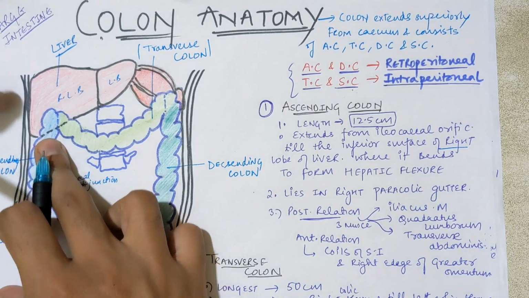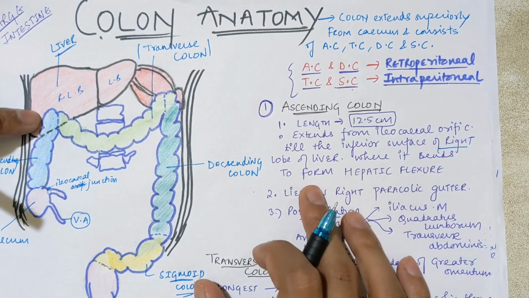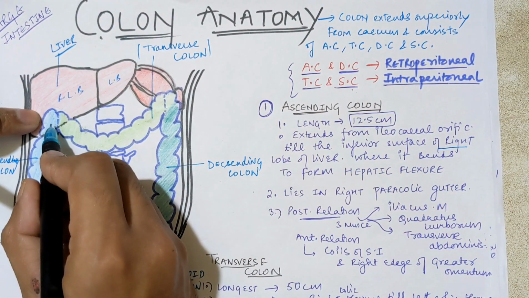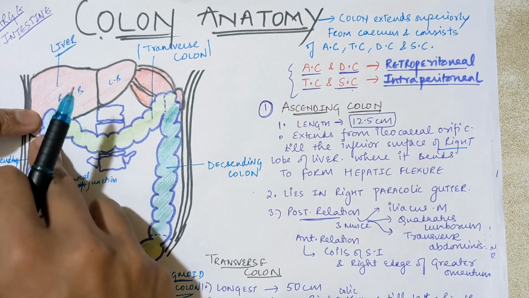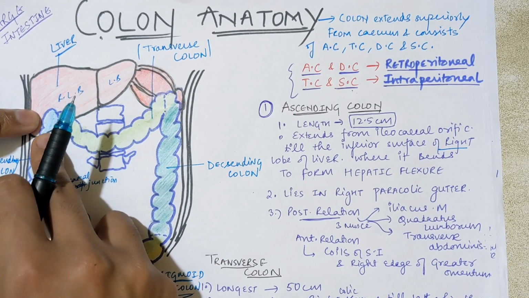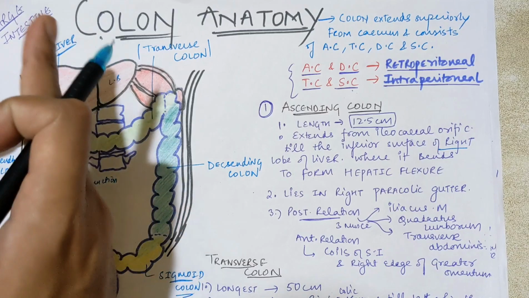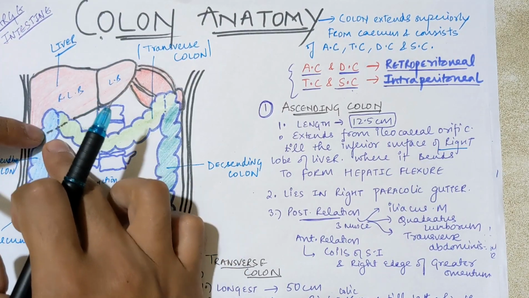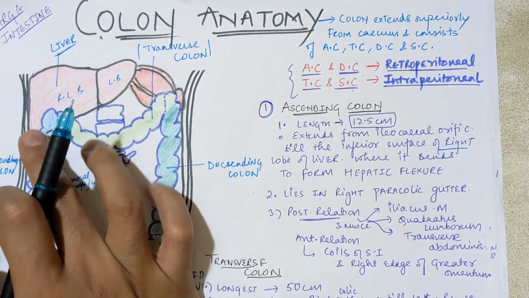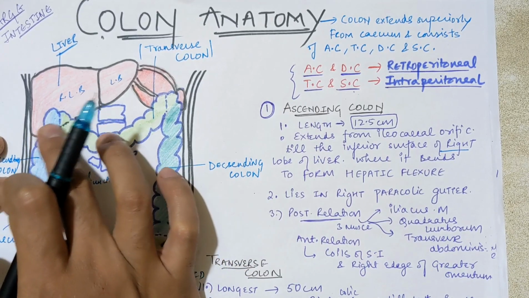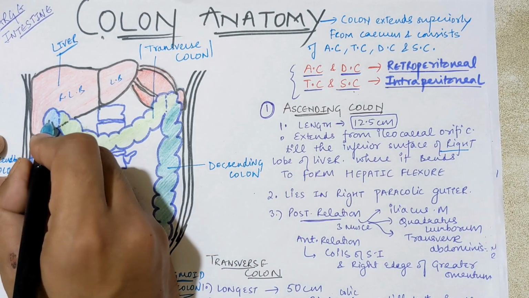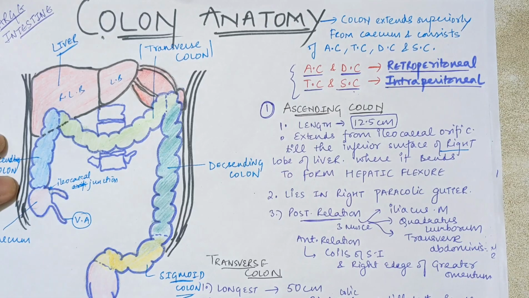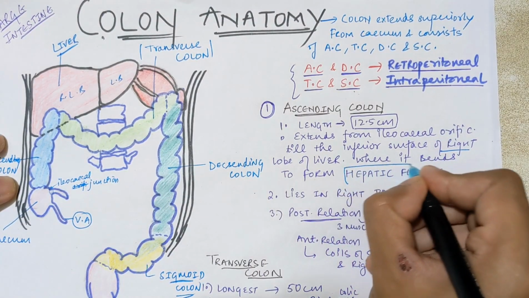So it is extending. This is actually the first bend you can say, and it further goes inside the surface of the right lobe of the liver, okay, extending till here. Now it ends as the ascending colon. Now it forms a flexure here. Flexure means it takes a bend here, a wide angle bend forms, and that flexure is actually called the right colic flexure, and hepatic flexure also.